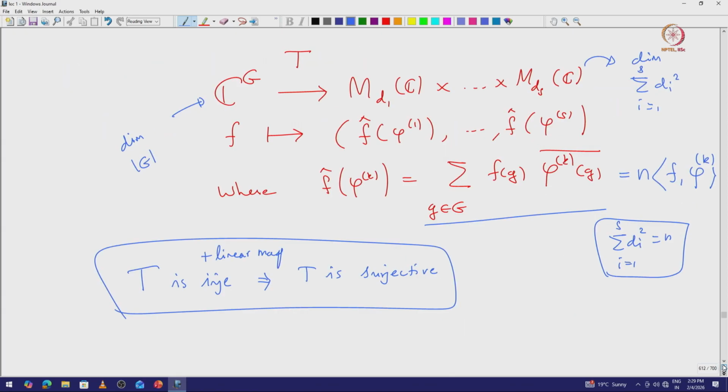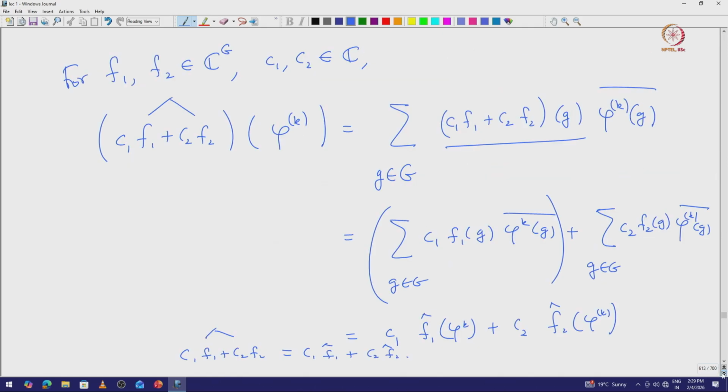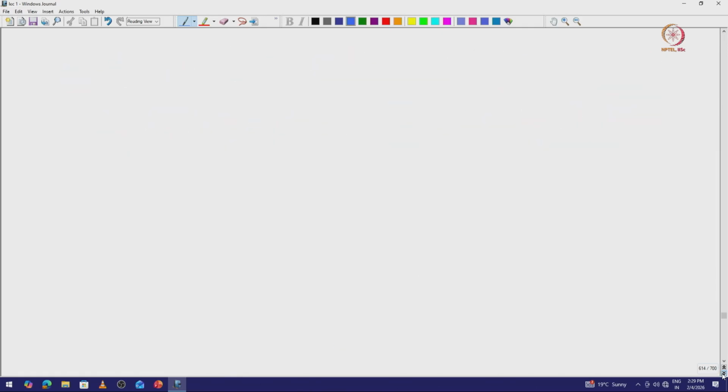So indeed this T is an isomorphism of C algebras. So that is actually the statement of the Wedderburn theorem. So the Fourier transform is an isomorphism between CG and this product of matrix algebras. So let me just state it for completeness. Wedderburn theorem.